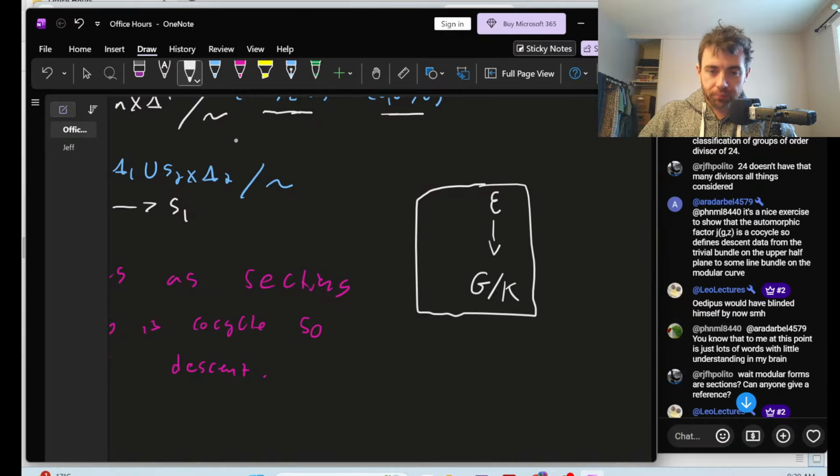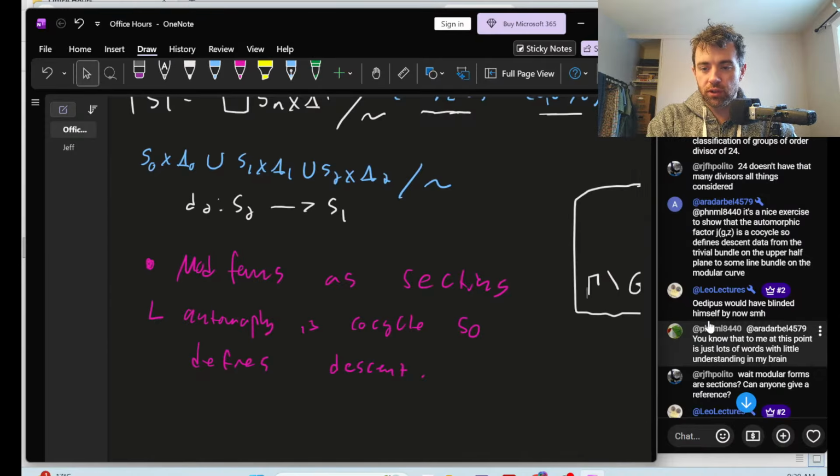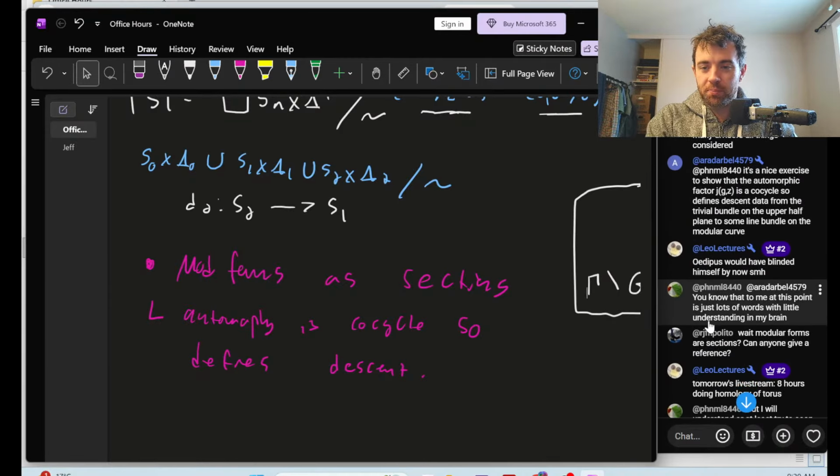But the point was there's some discrete group action you're supposed to take on this, and this vector bundle then descends to the quotient, and all the operations we were doing descend to that quotient. I didn't understand what we were actually doing though. But Oedipus would have blinded himself by now.